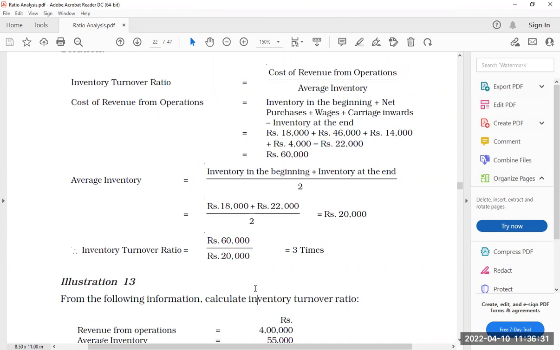So what is the standard, or how do we interpret this number? Calculation is simple. You know the formula, you know the data, you put it in the calculator, you get the answer. So how do you interpret this answer 3? What is this 3? 3 times inventory turnover ratio. How do you interpret this? Anybody? What is the significance of this number 3?